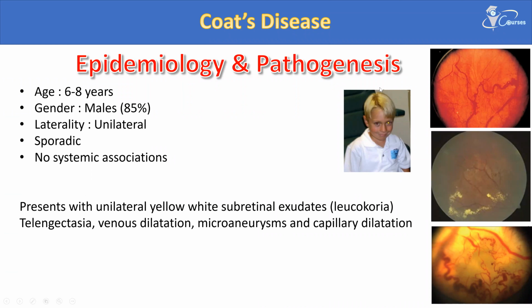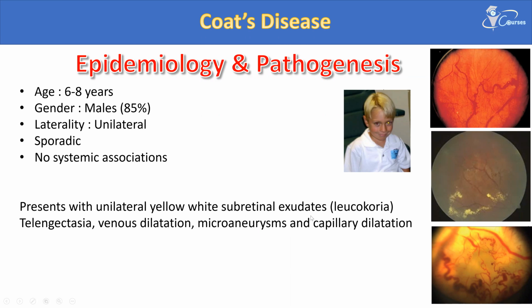So what is the pathogenesis? Due to unknown cause, those patients will develop abnormal telangiectasia. They will show dilatation of the blood vessels, like venous dilatation, showing microaneurysms and exudation of hard exudates. And this exudation can be very massive, up to exudative retinal detachment. So you see the dilated blood vessels and aneurysms with exudative retinal detachment is what is causing leukocoria.